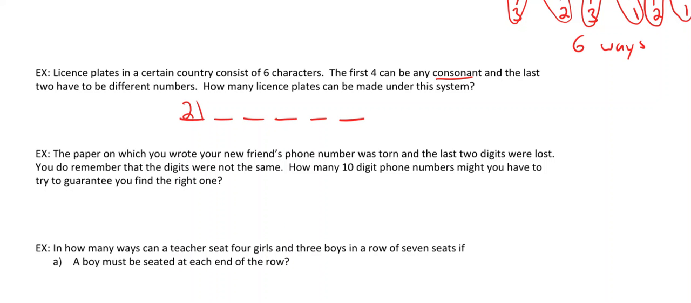But anyway, there's going to be 21 could be in the first spot. And then 21 in the second, right? There's 21 in that option. And then 21 and 21, right? So that many options for my first four. And then we move down to the last two. So it says the last two have to be numbers.